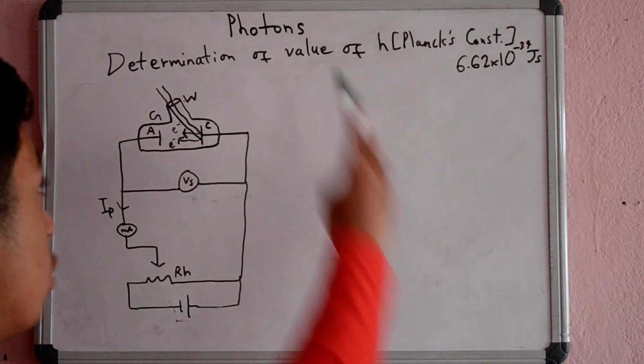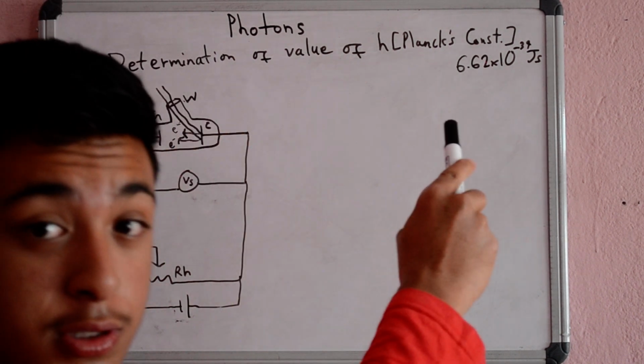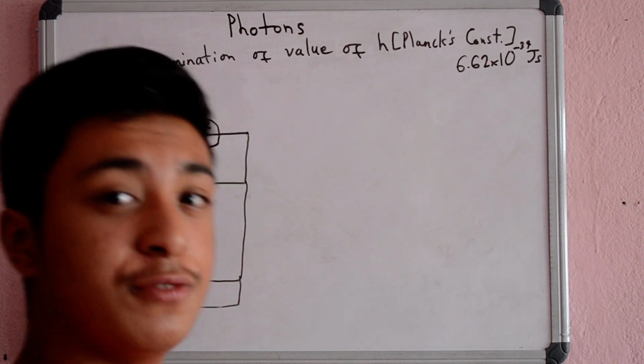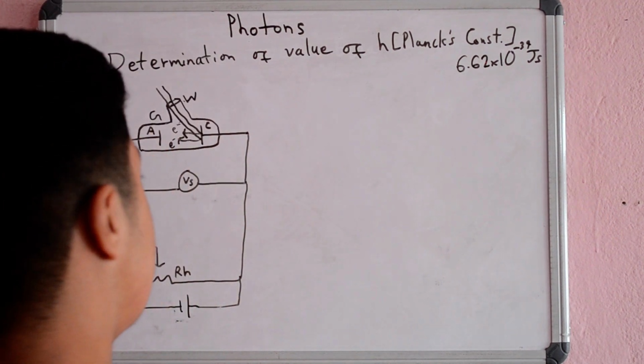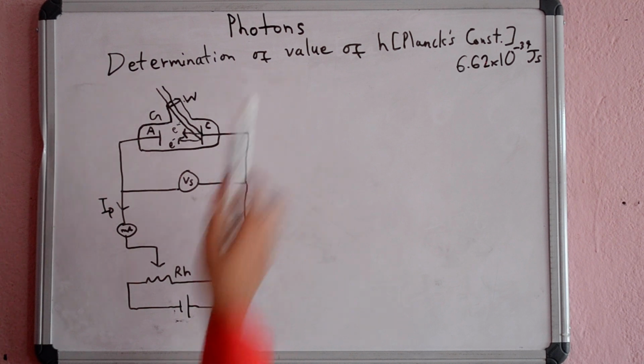Hello guys, welcome to Photons. Determination of the value of Planck's constant, which is also the proof of Einstein's photoelectric equation. This is Millikan's experiment to do this.